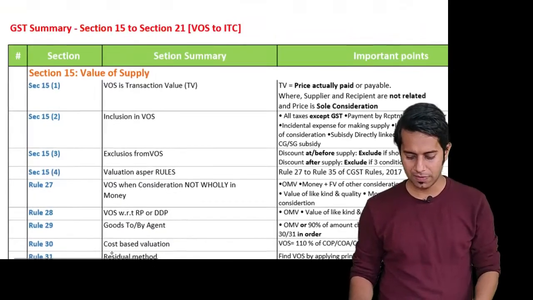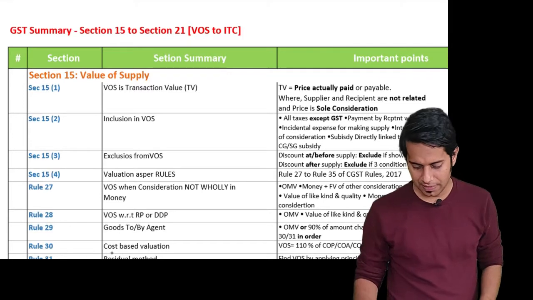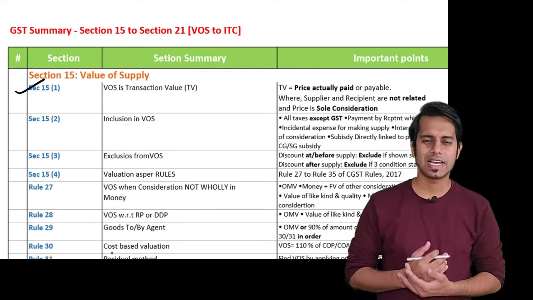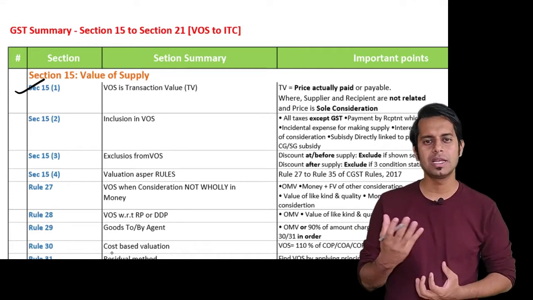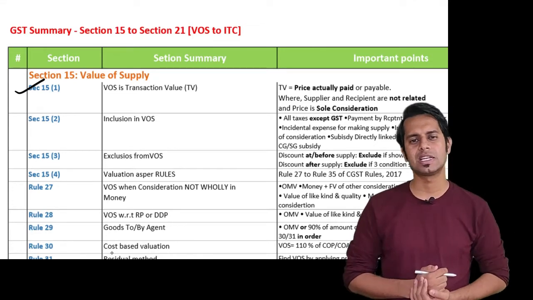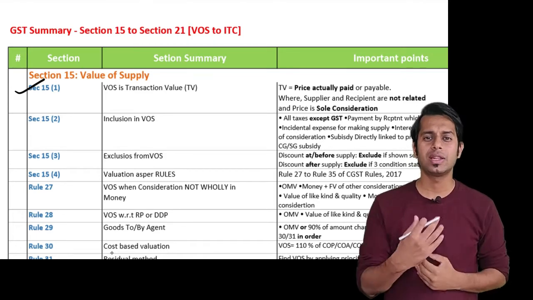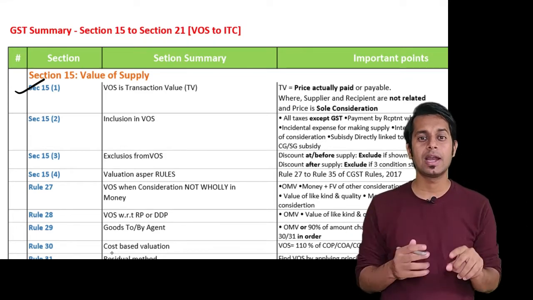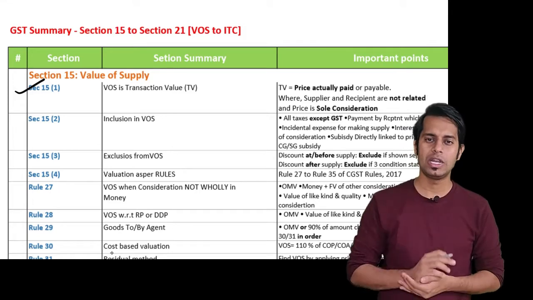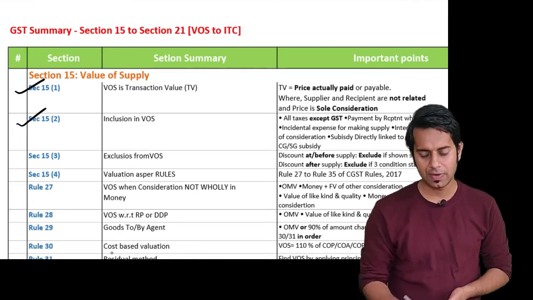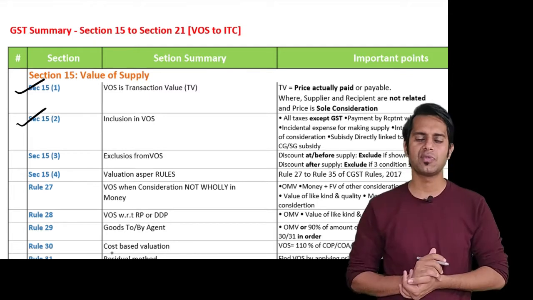Okay. Section 15 subsection 1 is telling what? Section 15 subsection 1 is telling value of supply is transaction value. Sir, what do you mean by transaction value? Transaction value means the price which is actually paid or payable where the supplier and the recipient are not related, and the price which is paid is the sole consideration. Then section 15 subsection 2 talks about inclusions in value of supply.